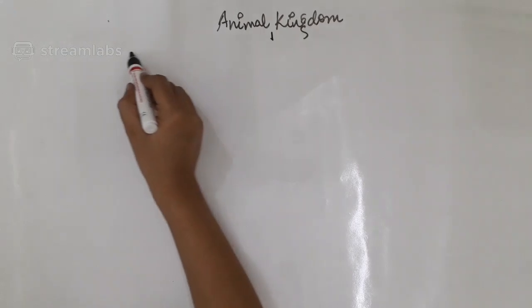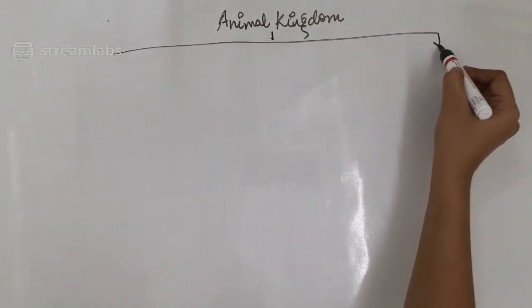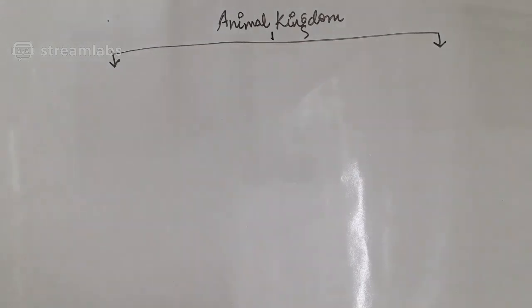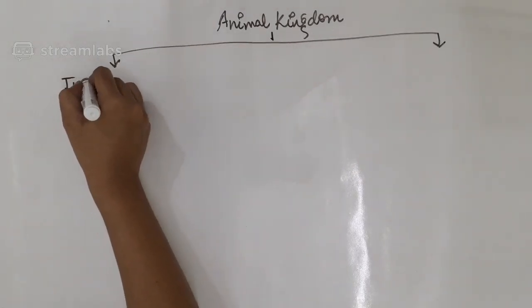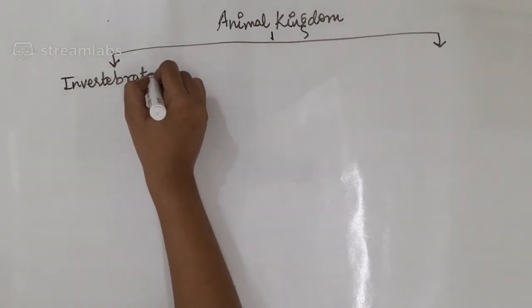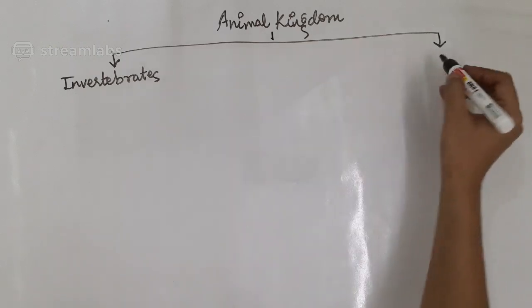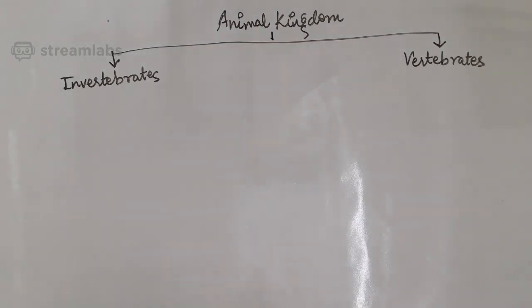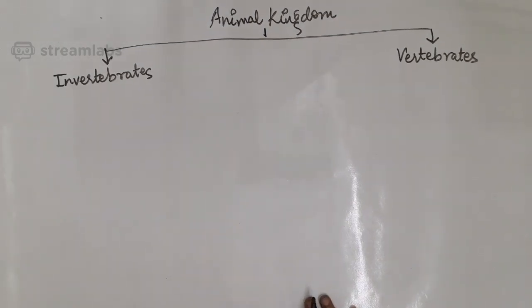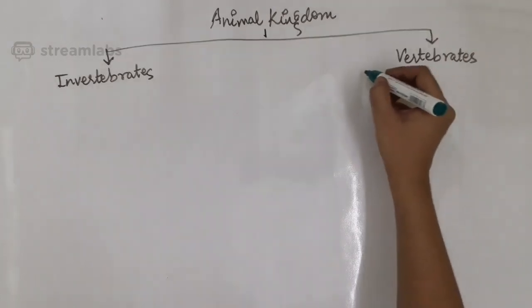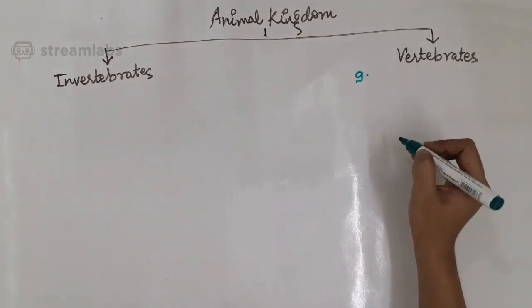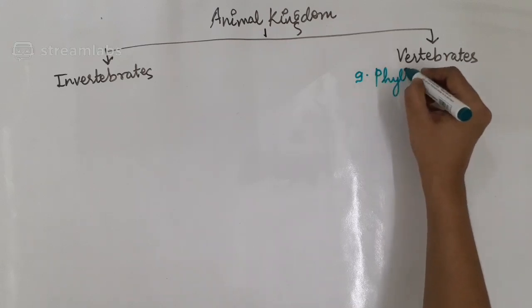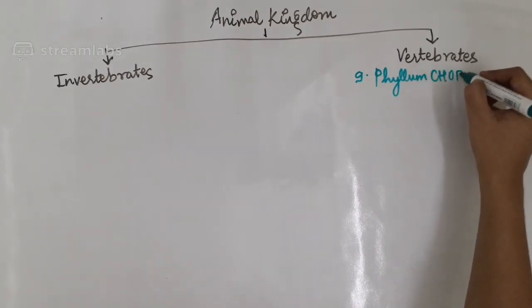The animal kingdom is divided into two major groups, that is the invertebrates and the vertebrates. वर्टिब्रेट्स के अंदर 9th फाइलम आया जिसका नाम है फाइलम कॉर्डेटा.